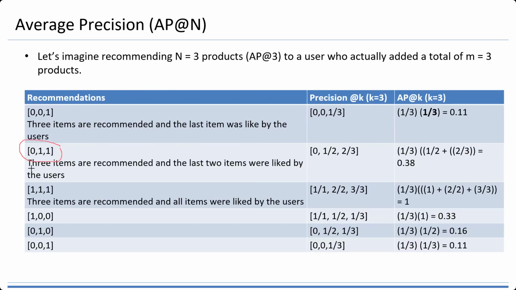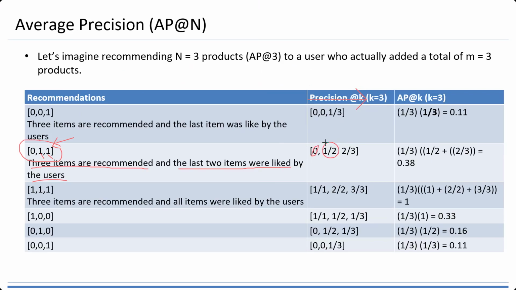It means that 3 items are recommended, and the last 2 items were liked by the users. So item number 2 has been liked by the users, and item number 3 also has been liked by the user. In this case, the precision at item number 1 is 0. What about item number 2? Item number 2 is 1 divided by 2.